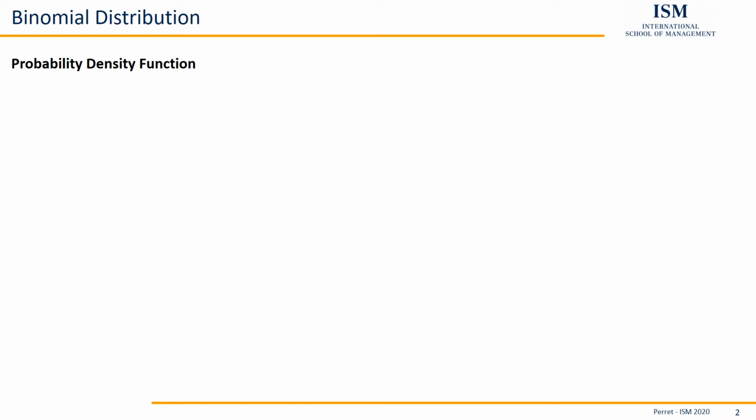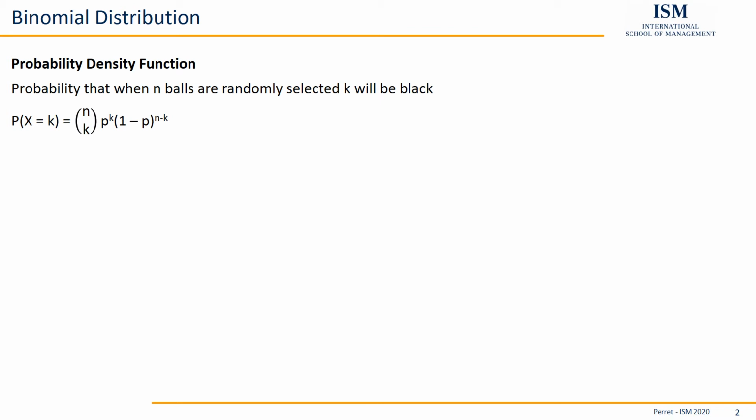The probability density function tells us the probability that when you randomly select, for example, n balls or n objects, k will have the property you're interested in. So here in our example, which we will use for the whole unit, we draw n balls and we are interested in the probability that of the n balls, k will be black. We're going to write this in the following form: P of X equal to k. That's how many of the sample should have the property we're interested in.